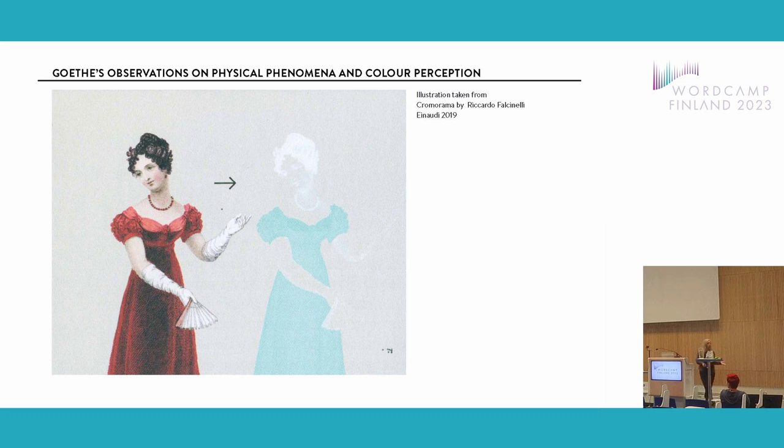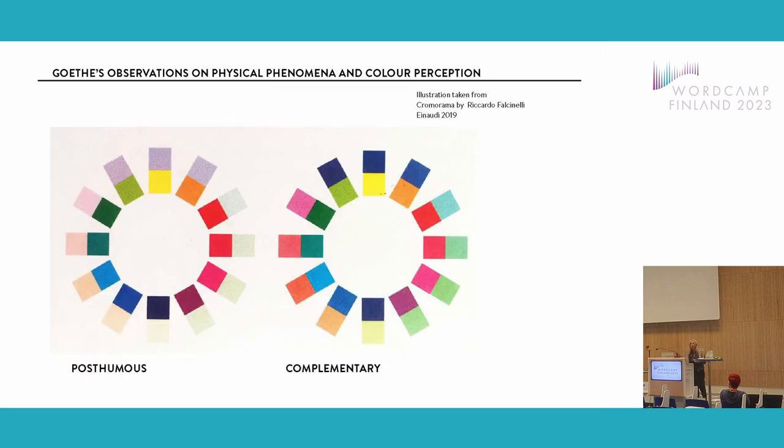The story is that he saw a woman wearing a red dress and standing against a white wall, and he was fascinated, and very, very dark black hair. He was fascinated by the colors being so bright that he looked at the wall next to her, and he saw the colors reversed. This phenomenon is an illustration from a fantastic book called Chromorama, which is now in English as well. This posthumous color is the name of this thing, and you can see it on the color wheels that are on this slide.